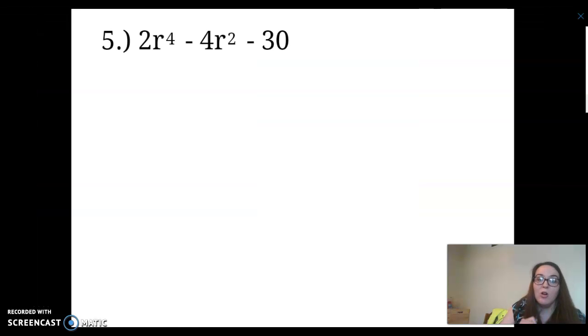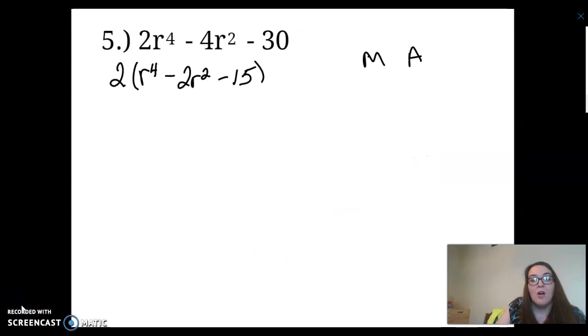Okay, so this is 2r to the 4th minus 2r squared minus 30. I want you to pause, and I want you to take out the GCF and see if you have the same thing I do. Alright, so there you go. I had a GCF with a 2 in it. And I am over here making my mock chart because look at those 3 terms. Yes, I realize they look a little different. But just because I have an r to the 4th and I have an r squared does not mean this problem is any different than it has been.